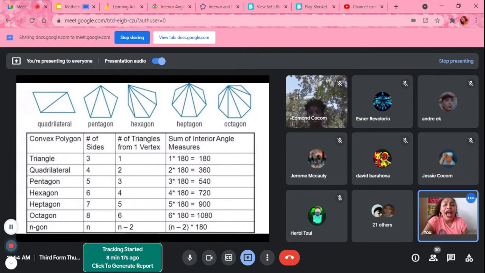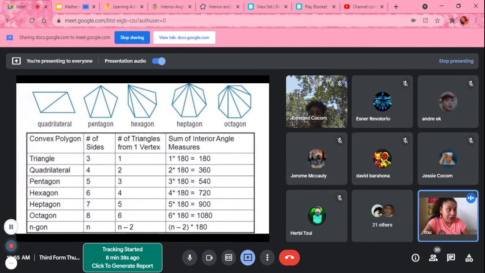All right. How many triangles make a quadrilateral? So let's say a square. Very good. And as I go increasing, a pentagon has 3 triangles, a hexagon has 4 triangles, a heptagon has 5 triangles, an octagon has 6 triangles.